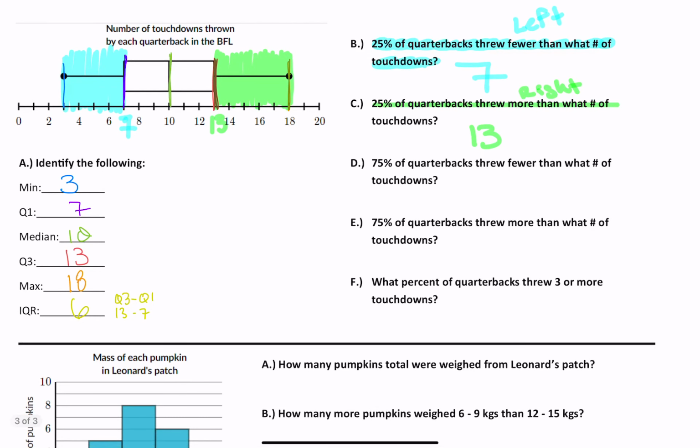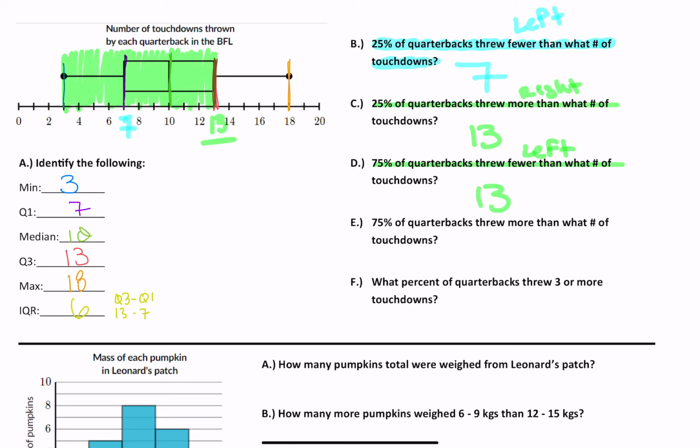All right, let me erase these two highlights so that we can go to the next questions. So the next questions ask us 75% of quarterbacks threw fewer than what? So this means we're going to start on the left and highlight 75%. So we're going to highlight 3 chunks. So our first chunk is 25, our next chunk makes 50, and our chunk after that makes 75. And look at that. It also is 13, right? Because that means 75% of quarterbacks threw fewer than 13 touchdowns.